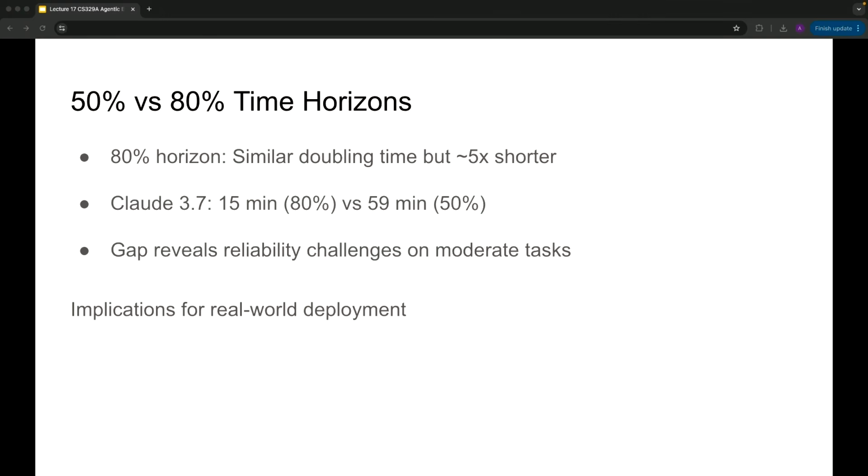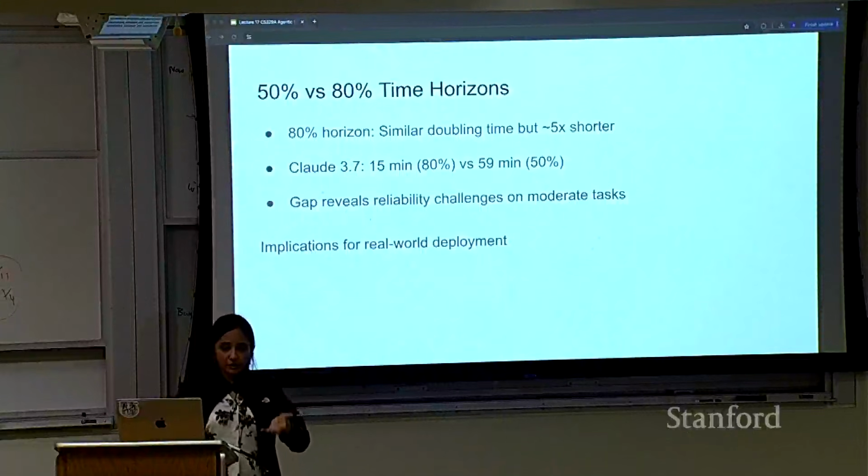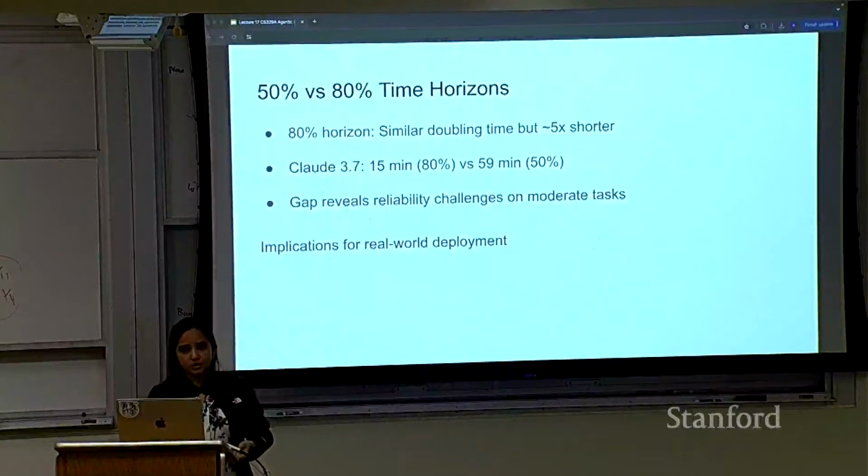So basically, the 80% horizon is still showing a doubling time, similar time horizons, but it is 5x shorter. So the 15 minutes is what Claude 3.7 can achieve 80% of the time versus 59 minutes 50% of the time. This gap basically says that if you're trying to deploy these models in real-world tasks, there will be reliability challenges even for moderately complex tasks. So there's definitely a lot of headroom in how we build systems on top of these models.